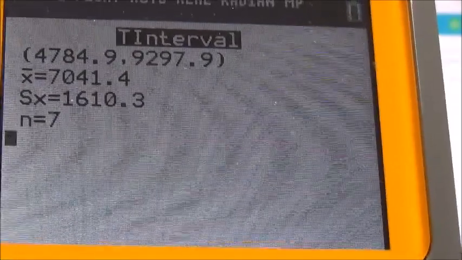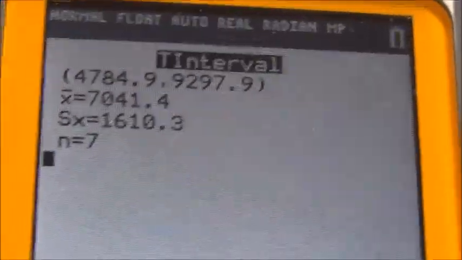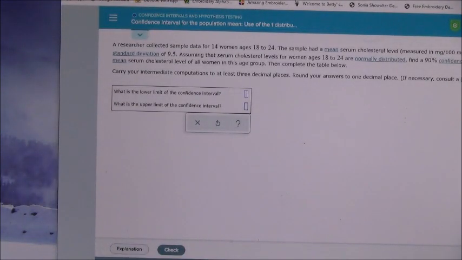And this one didn't tell us where to round off to. We'll just go ahead and round it off to the nearest whole number. So rounding to the nearest whole number, I have 4,785 to 9,298. So 4,785 to 9,298.